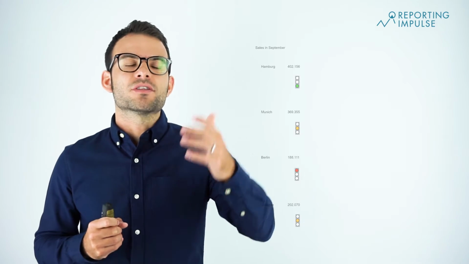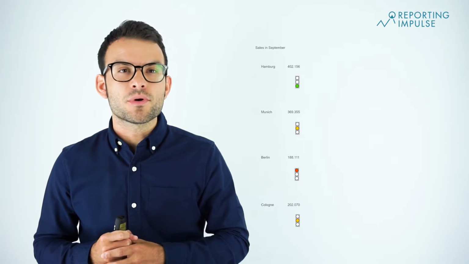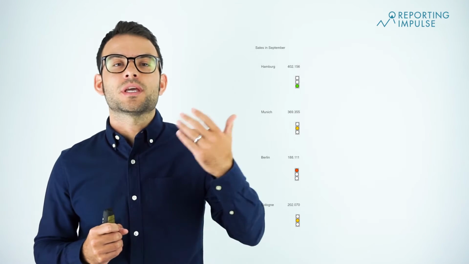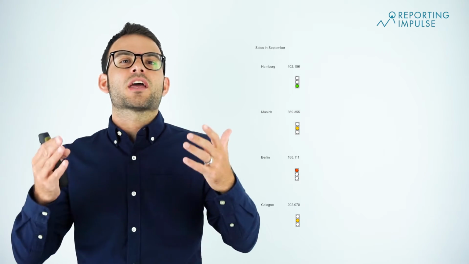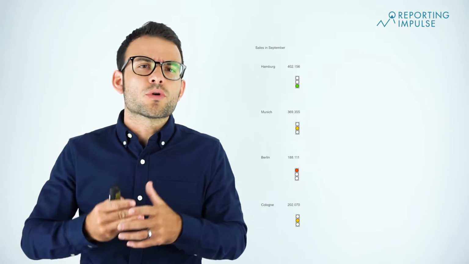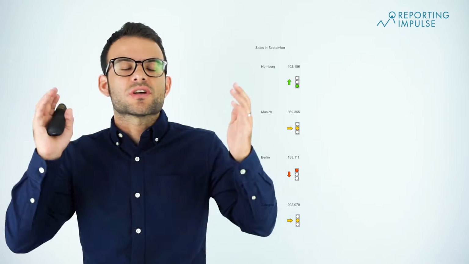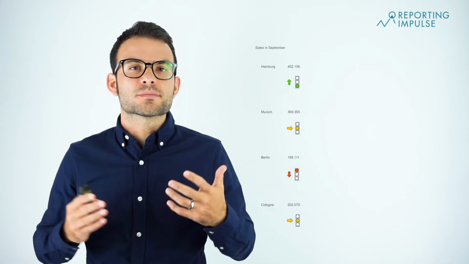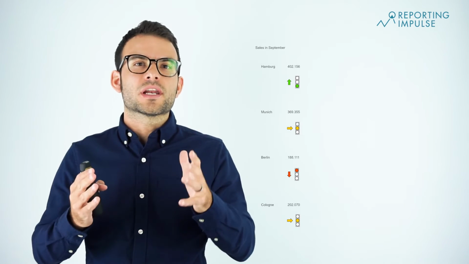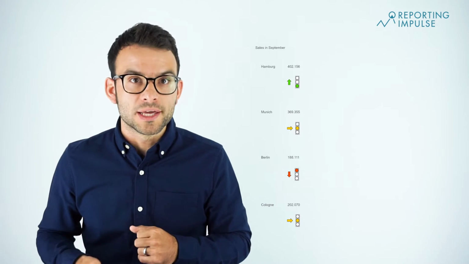So I just brought this example with me. We have here the sales figures in September. We have Hamburg, Munich, Berlin and Cologne. And from this you will probably click into Berlin. However, maybe you also have some indications, some signs as well, but nevertheless you will probably click into Berlin.